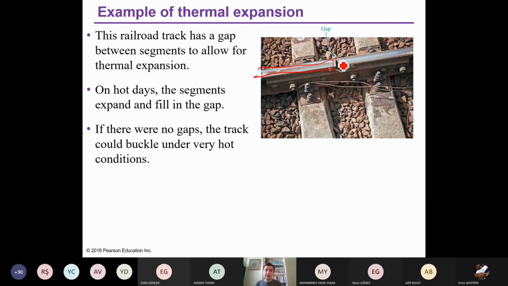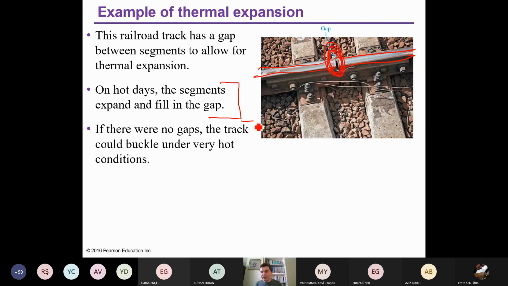So what do you see here? There is a gap, okay? And this gap is used against thermal expansion. So on hot days, the segments expand and fill in the gap. If there were no gaps, the track could buckle under very hot conditions.